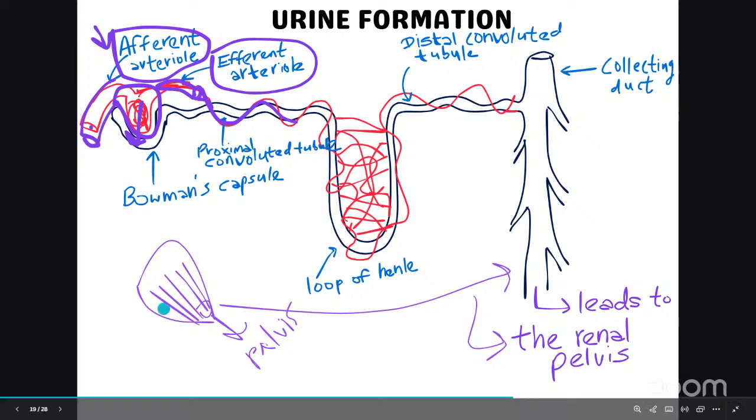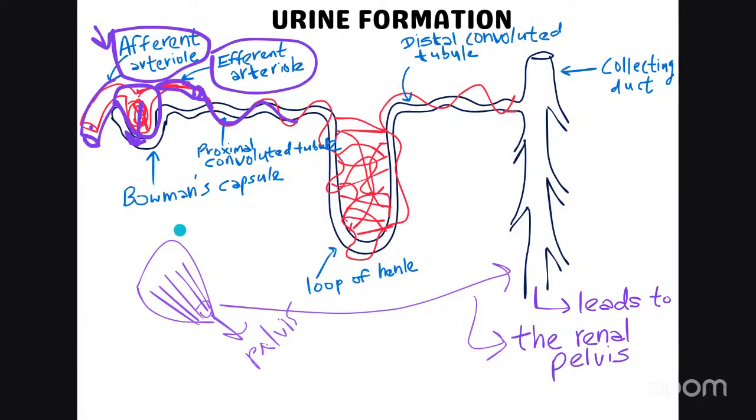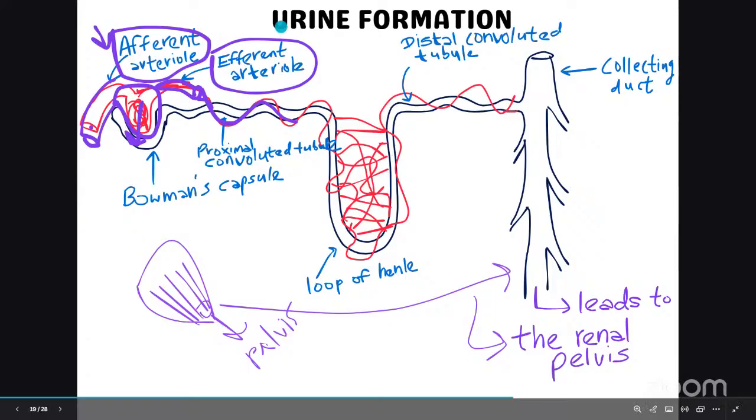Okay, so earlier I drew that pyramid. I drew the kidney, and then it had pyramids like this. These lines that you can see are basically the nephron. That is the collecting duct of the nephron. So finally, urine is going to be released like this, and it goes into the pelvis. So that's what I meant here. Leads to renal pelvis. Okay, I hope it's clear now.